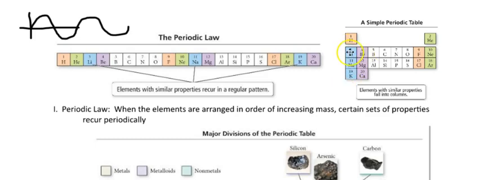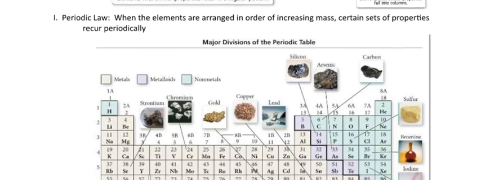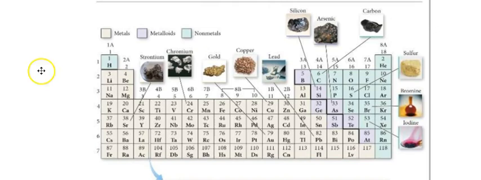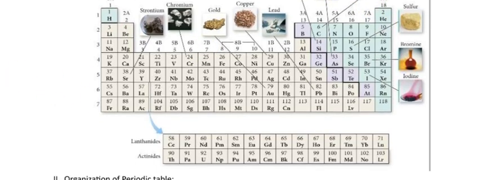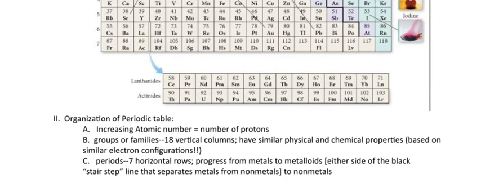These all have similar properties. All of these columns had similar properties. That's the periodic law. So we do have major divisions in the periodic table. A very important one is this staircase. If you recall from your first year chemistry class, that separates your metals over here from your nonmetals. Those along the way are your metalloids. Make sure you know that hydrogen, even though it's over here on the left, truly is a nonmetal.